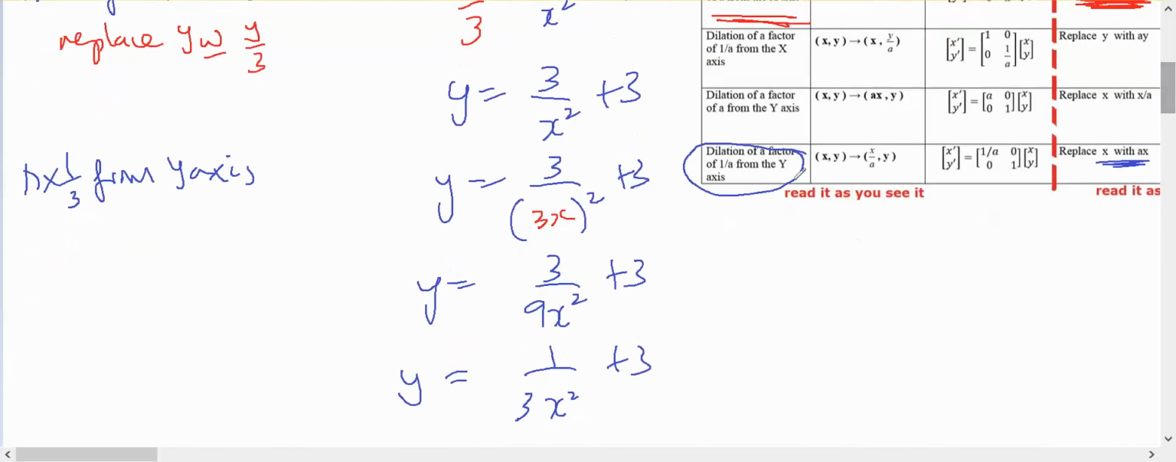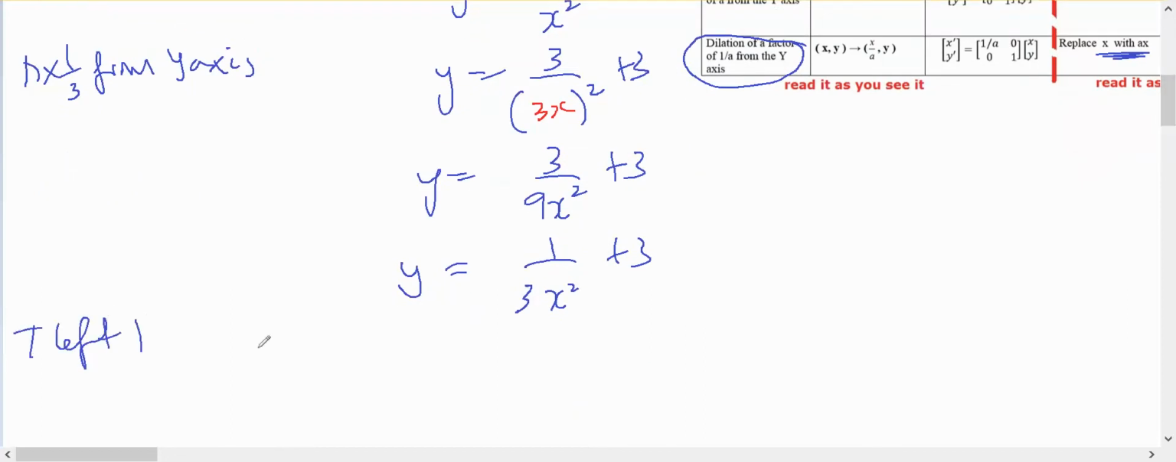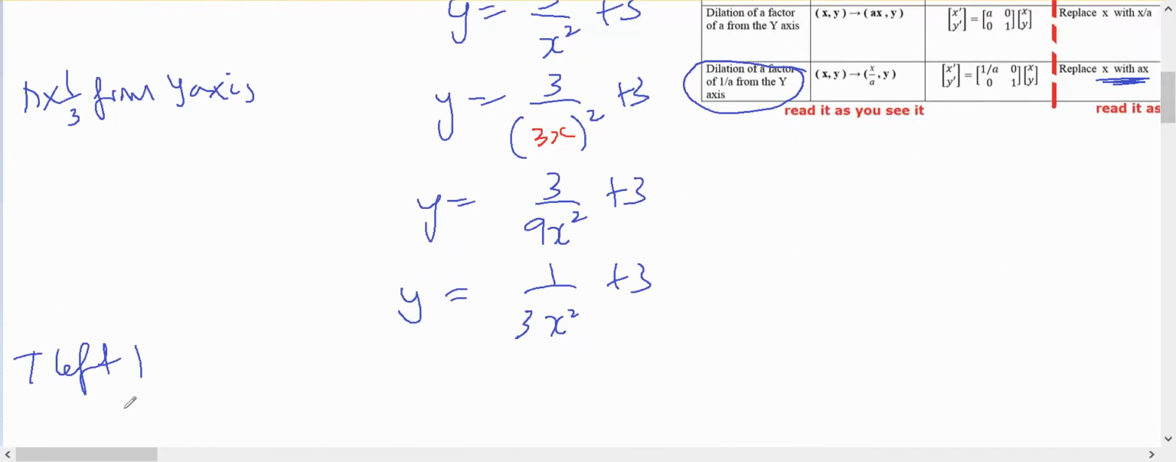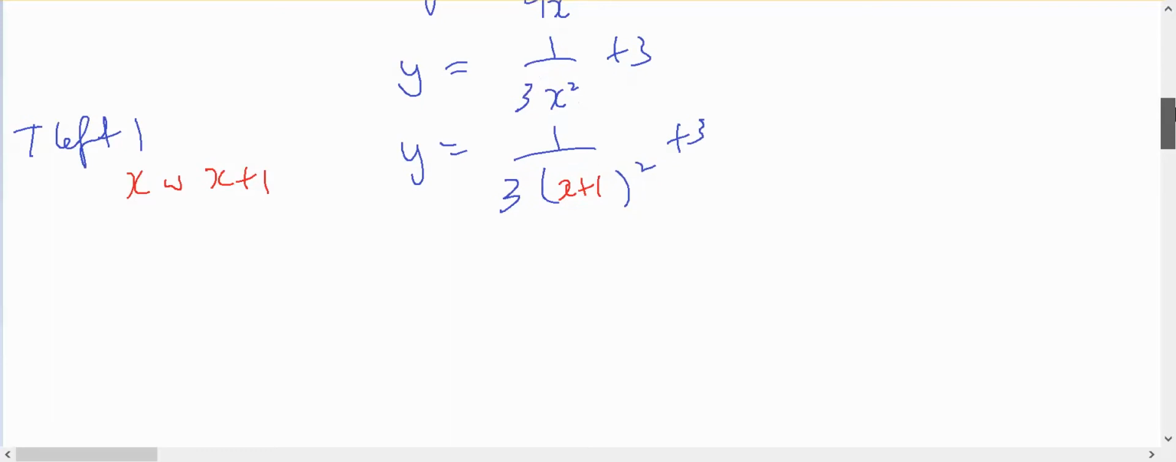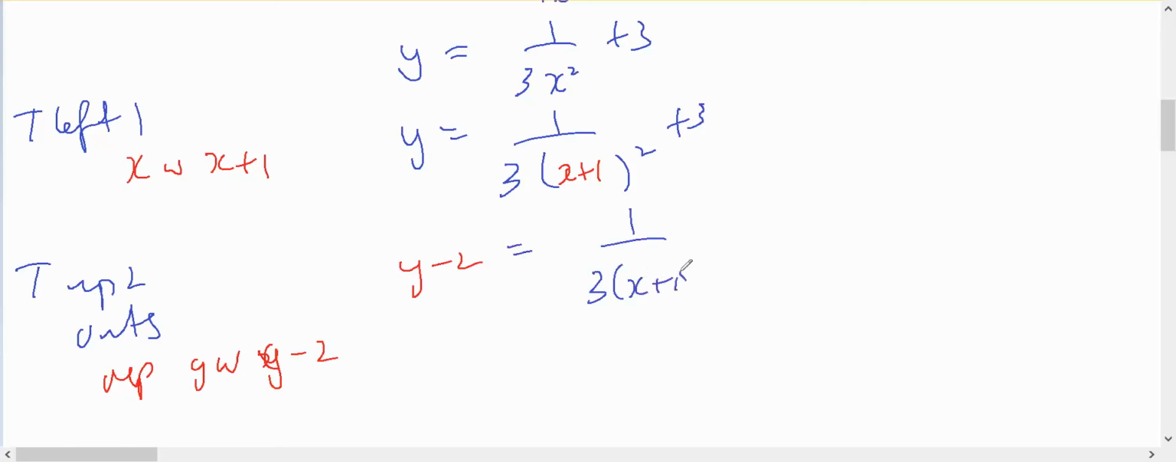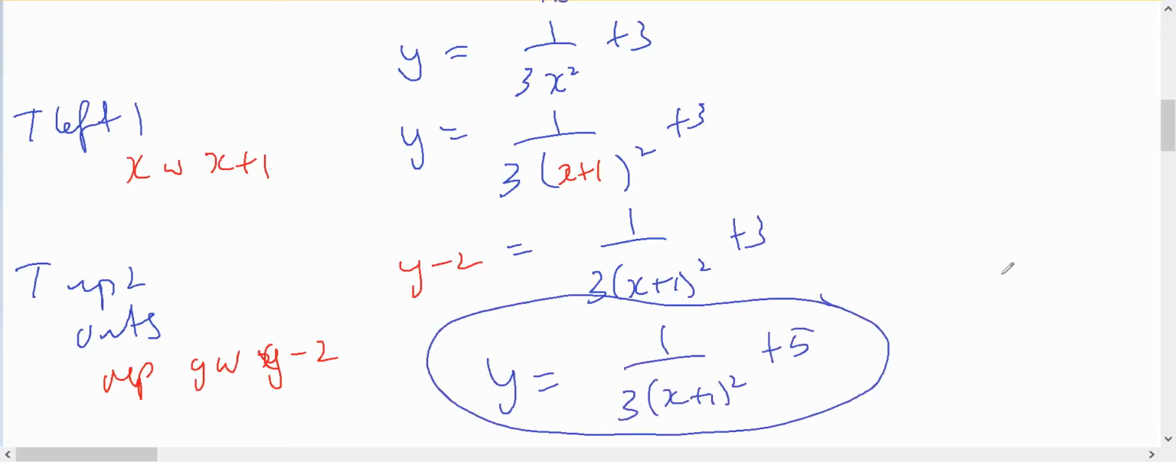I'm going left 1, so if I translate left 1, therefore I need to translate a units. I've done the translations together, so I replace x with x plus 1, so I end up with y equals 1 on top of 3 squared plus 3, and then ends up being x plus 1, and then lastly I've gone up 2 units. I translate up 2 units, therefore I replace y with y minus 2. y minus 2 equals 1 on top of 3 x plus 1 squared plus 3, therefore y equals 1 on top of 3 x plus 1 squared plus 5 is going to be my final answer.